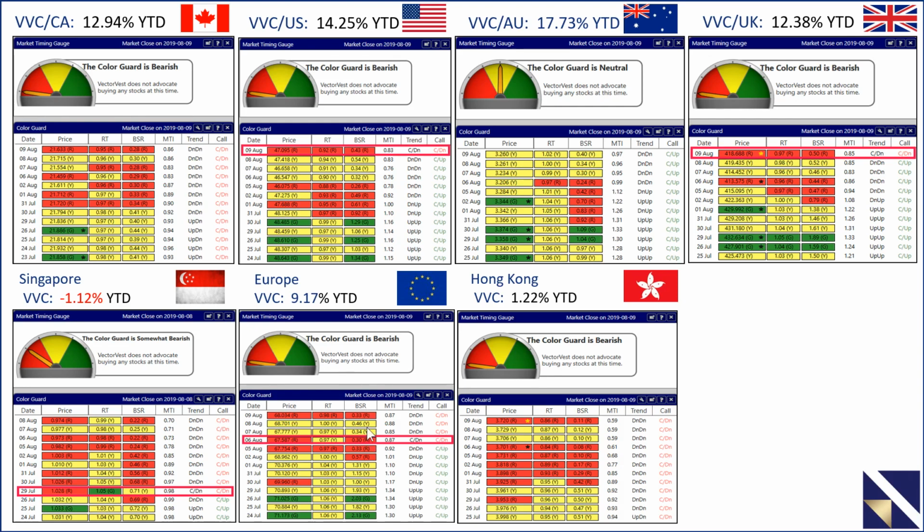You can see the buy-sell ratio really moving around now. And Europe is one of the countries, along with the US, where the buy-sell ratio falling below 1 is one of the criteria for the confirmed down call. So the others kind of go with the MTI and the 65-day moving average, that sort of thing. But the buy-sell ratio is really key in Europe and the US as well.